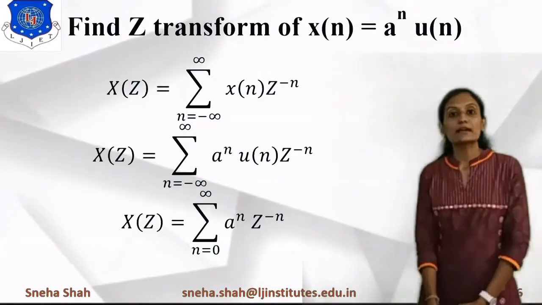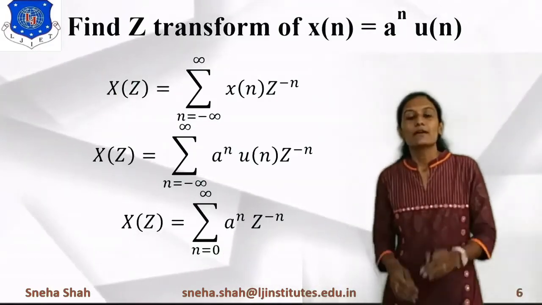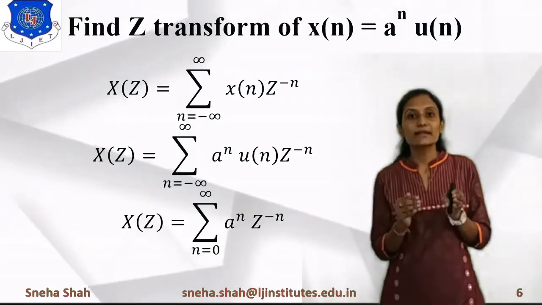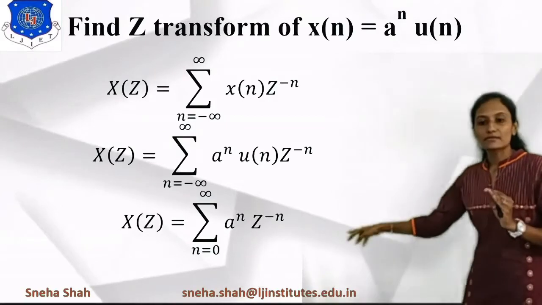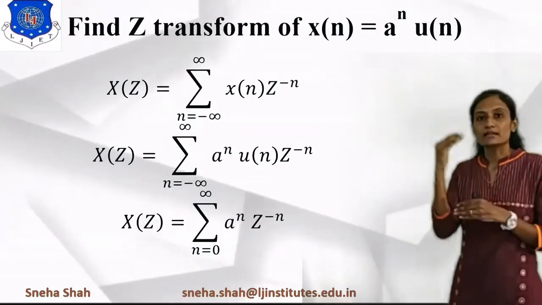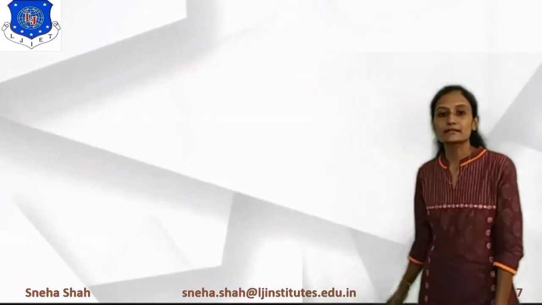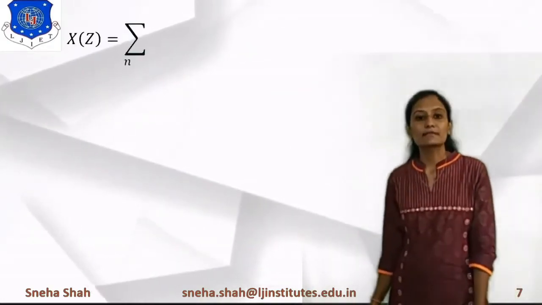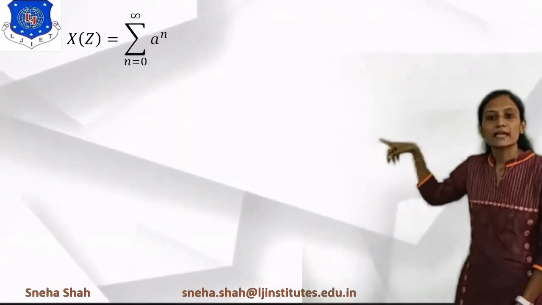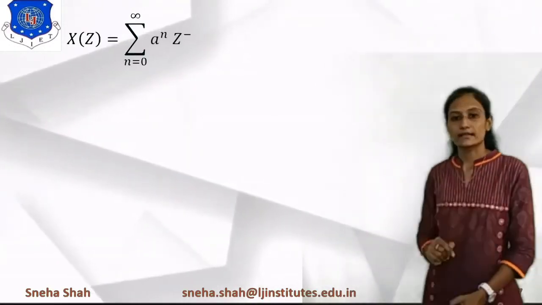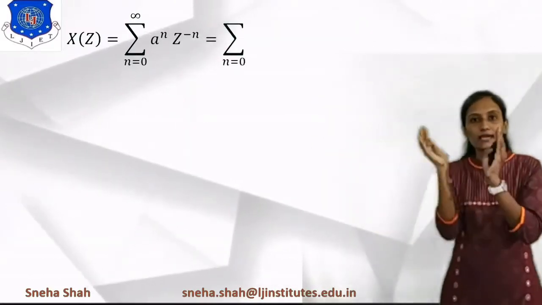Now the next rule will arrive here. Which rule will we apply? When the summation is there, we will convert it in terms of a raised to n. So this term will convert in terms of a raised to n. So the next step is I am writing this term as it is, x of z equals summation n equals 0 to infinity a raised to n z raised to minus n. Now I have to convert this term in terms of a raised to n.